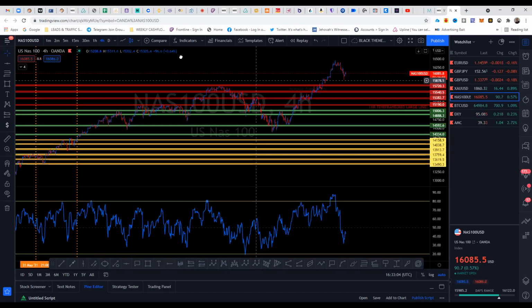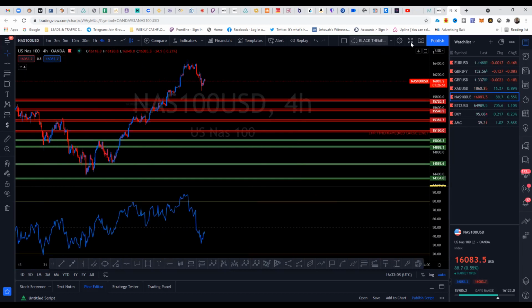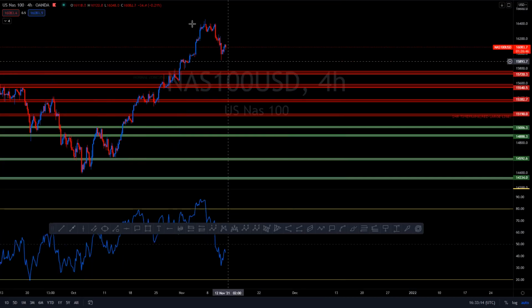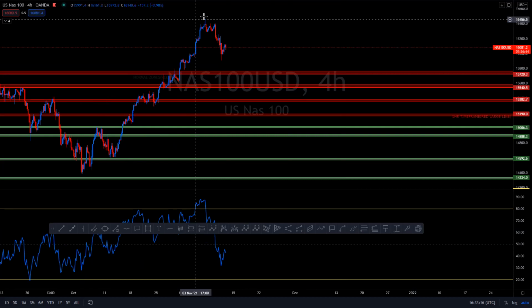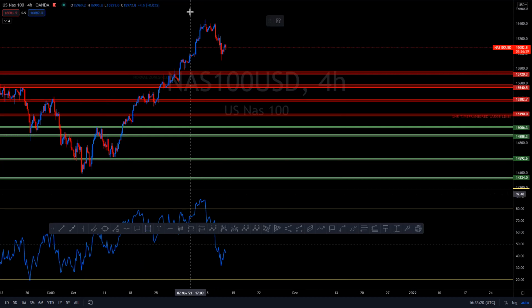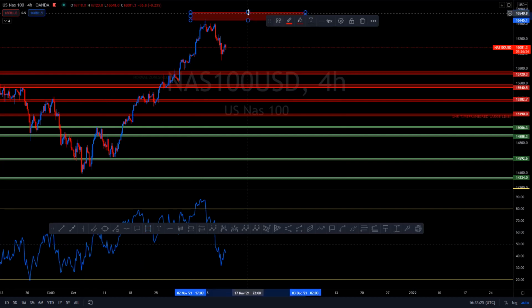All right. So now in the 4 hour here, we're going to pretty much do the same thing. I definitely see a zone up here. And at this point, price was kind of overbought. So we're definitely going to draw a supply zone up here. No question. So we just kind of draw this.